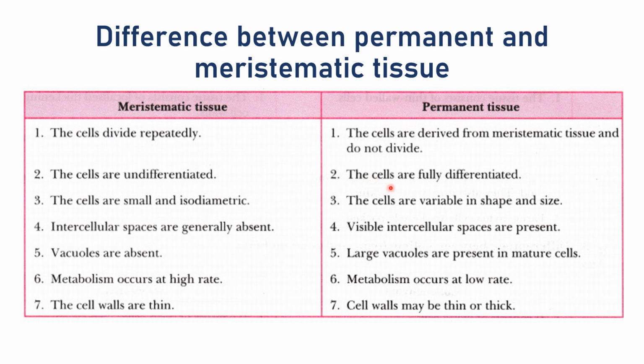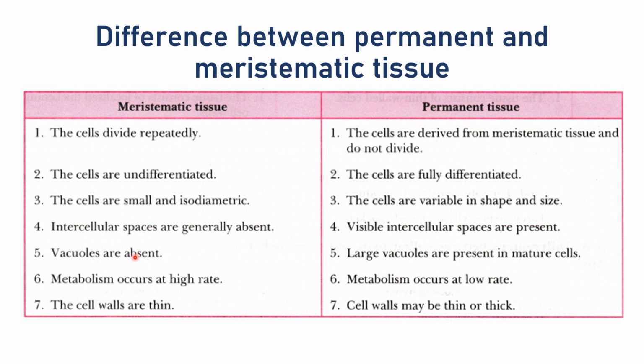Here, permanent tissue cells are fully differentiated. Differentiated means they take a different type of shape according to the function they have to perform. In meristematic tissue the cells are small and isodiametric, and here the cells have a different shape and size, variable in size and shape, as we have seen in simple permanent tissue and complex permanent tissue. Intercellular spaces are generally absent in meristematic tissue, where cells are closely packed. In permanent tissue we can see intercellular spaces.